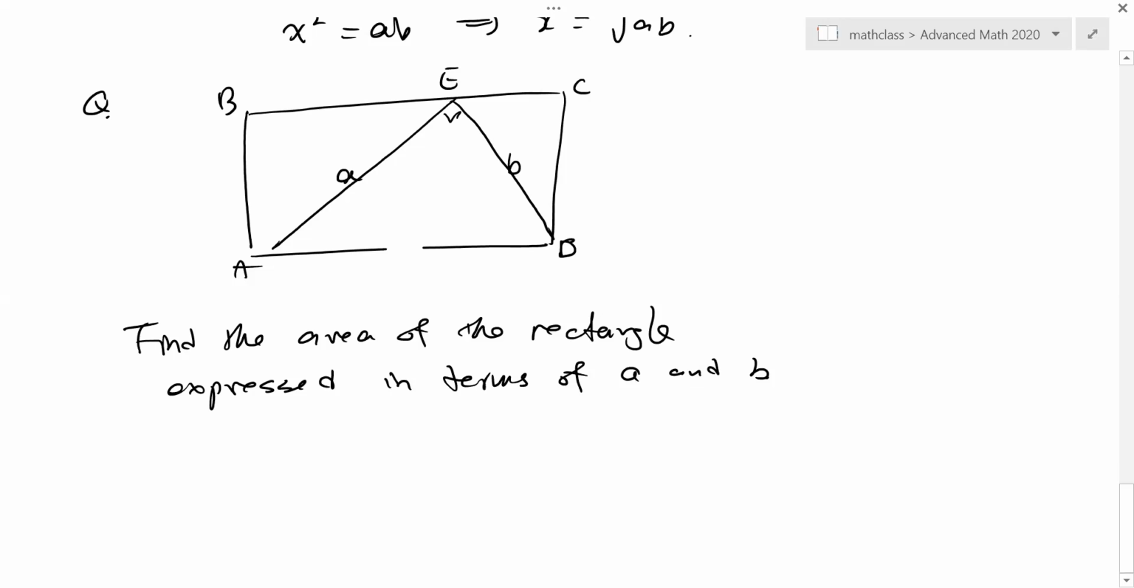I'll give you some time. So in order to find the area, what do you have to do? You have to find x and this y. So the area is going to be x times y. So you have to express x and y in terms of A and B.